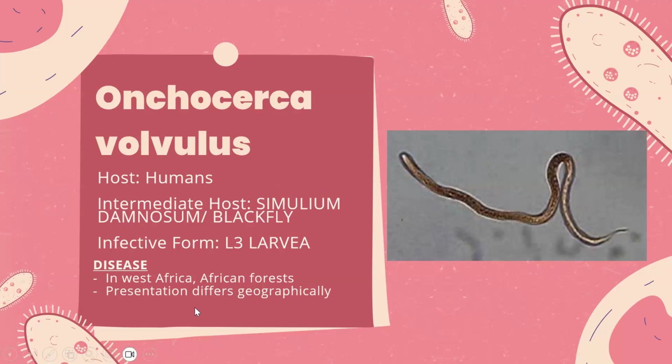The area differs geographically. This is all of them in the lecture, but in the OSPE they could ask us what is the infective form of this. We're going to say it is the L3 larva form. We should know the life cycle, obviously, but the infective form is the L3 larva. So when this black fly comes for a blood meal, it will inject this L3 larva inside of us.